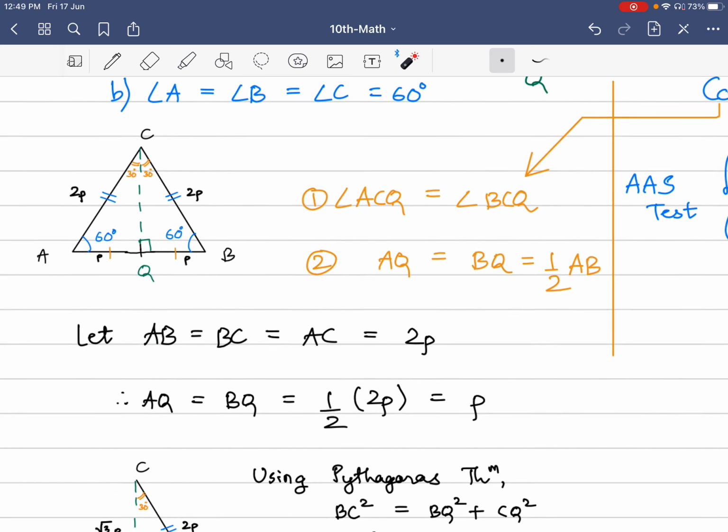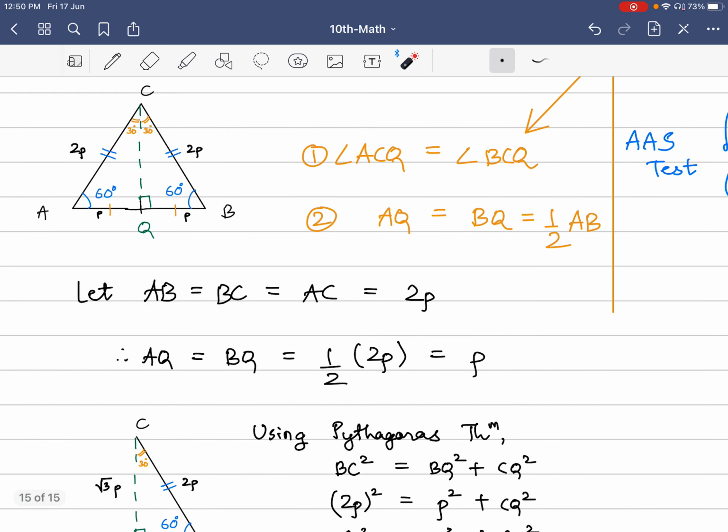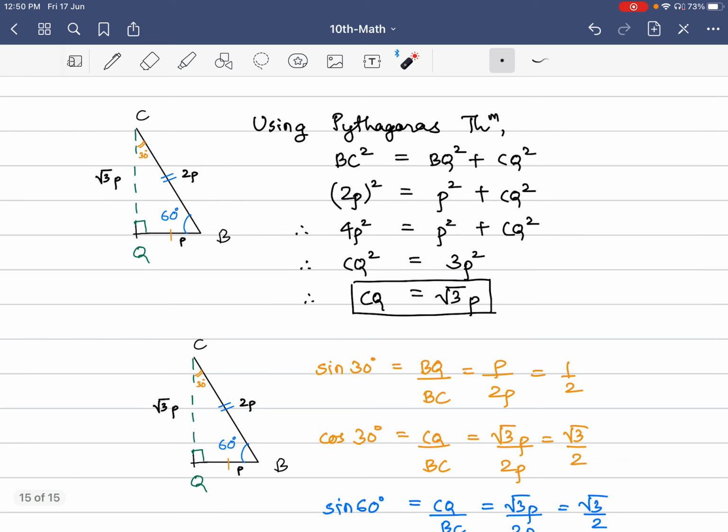And thus we came to this conclusion that these two angles are 30 degree each, and these two sides are equal to each other, so P and P. So we assumed that the equilateral triangle sides are equal to 2P. So this became P, this became P, and this is 2P and this is 2P. Then we ignored this left hand side half triangle and we focused on this right hand side. So we came to this right hand side triangle where we knew this is P and this is 2P. So we wanted to find out the length of CQ. Since this is a right angle triangle by construction, we used the Pythagoras theorem and we found out CQ is equal to root 3 P.